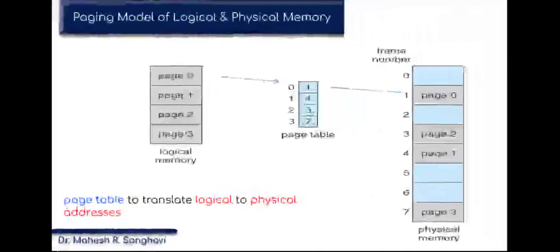In this diagram, you can see the logical memory, the physical memory, and the important part, the page table, which helps us convert the logical address to the physical address. For example, suppose we want to access page 0. Page 0 has its associated frame number, 1, and based on that we can access frame number 1 and the contents of the page there.